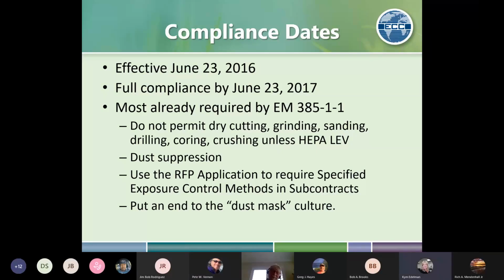Yeah, I think it talks about, if you have these types of operations, to make sure that you do exposure monitoring and use engineering controls. It just complied with the applicable standards in EM 385. Mm-hmm. Okay.